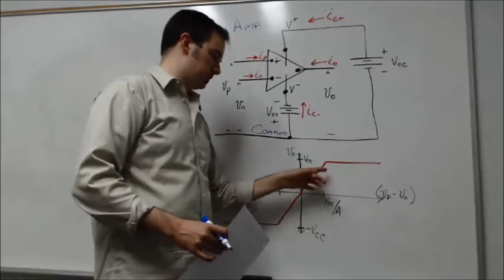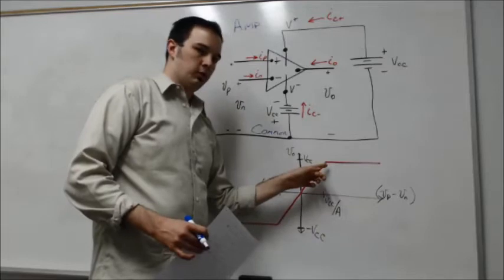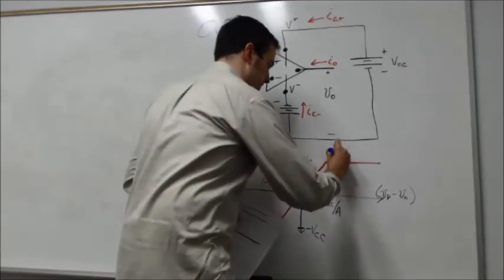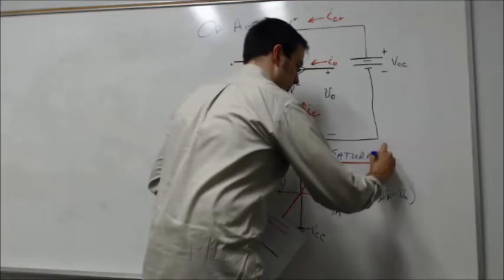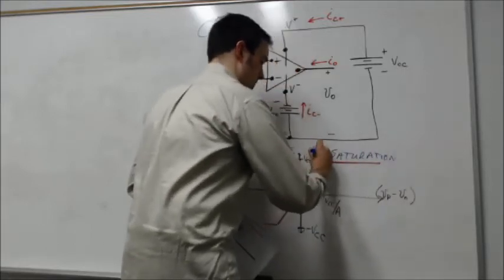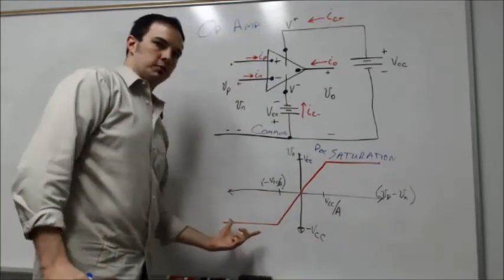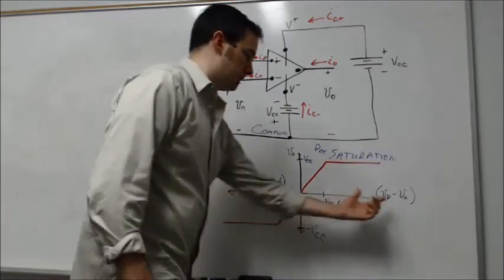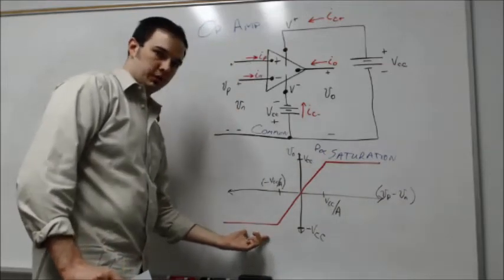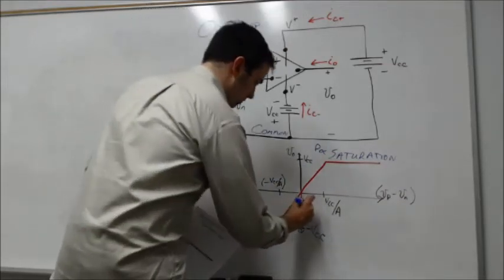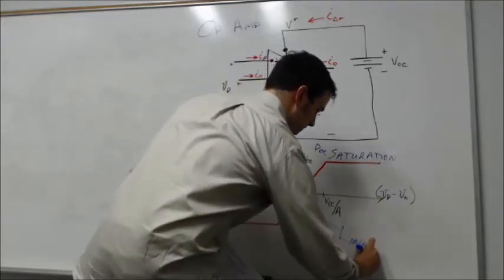Then as that difference gets large enough, we reach what's called saturation. This is the positive saturation region on this side. Similarly, if you go to a large enough negative difference between VP and VN, you'll get to the negative saturation on this side, and the portion of the curve in the middle is our linear region.